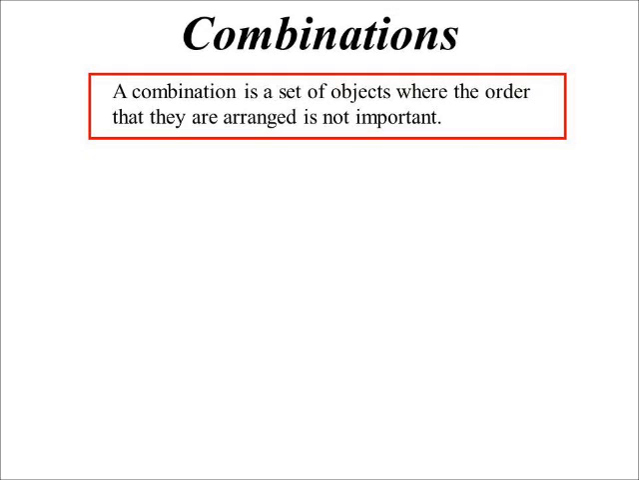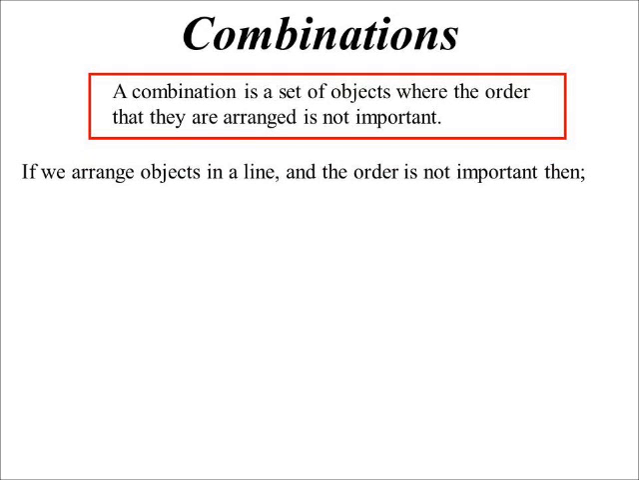Whereas in a permutation, A, B, C would be different to C, B, A, would be different to B, A, C, and so on. In a combination, they're all considered one thing. It's just, oh, well, we have three objects. We have A, we have B, we have C. We don't care about the order.